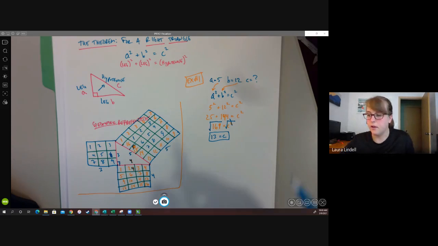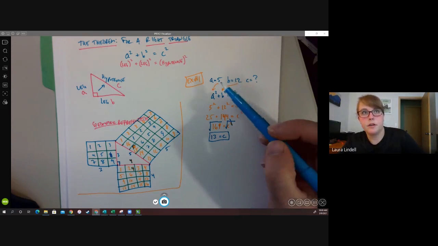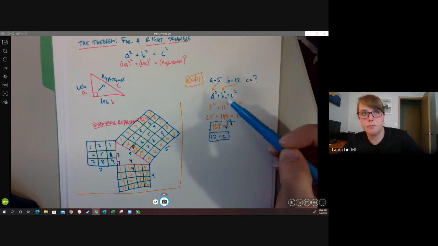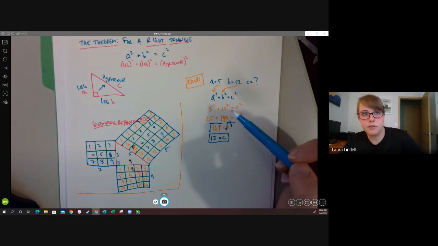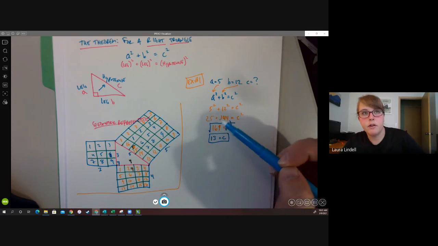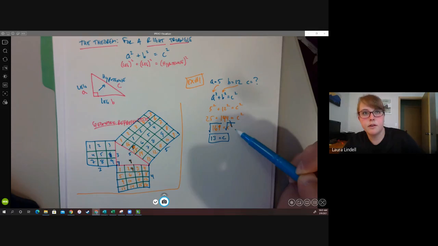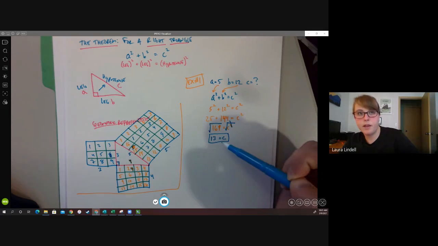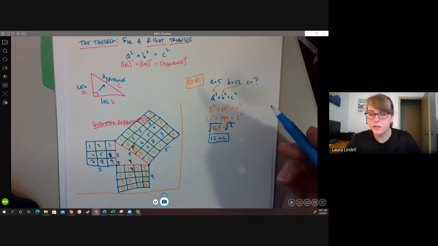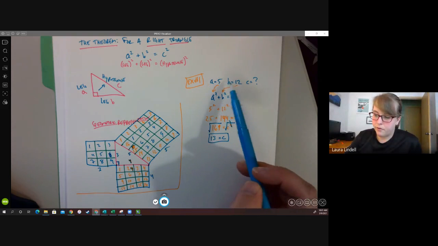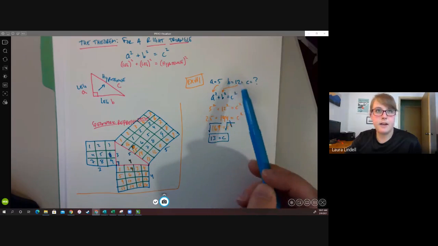So yeah, just to kind of recap what we did, we took our two legs, A and B, and plugged them in for A and B right here. So we got 5 squared plus 12 squared equals C squared. We squared the 5 to get 25, squared the 12 to get 144, equals C squared. Then we square root both sides once we add these two things together, and we get 13 here. So that's one type of situation that we might see, where we're given both of the legs and we need to find the hypotenuse.